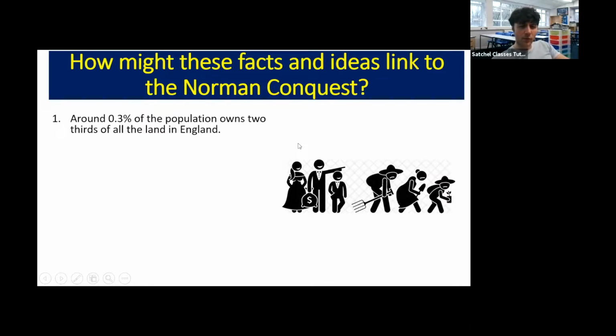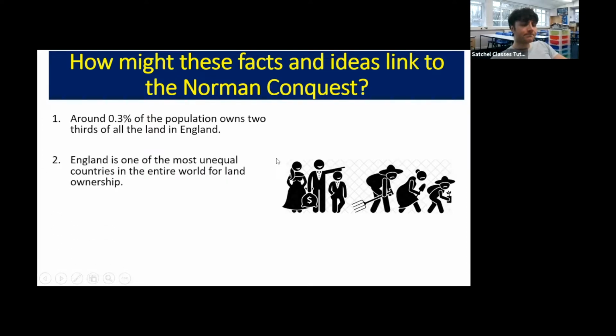Just think about that for a moment. 0.3% owns 2/3, around 66% of all the land in England. That makes England one of the most unequal countries of the entire world for land ownership. I think we're only beaten by Brazil.